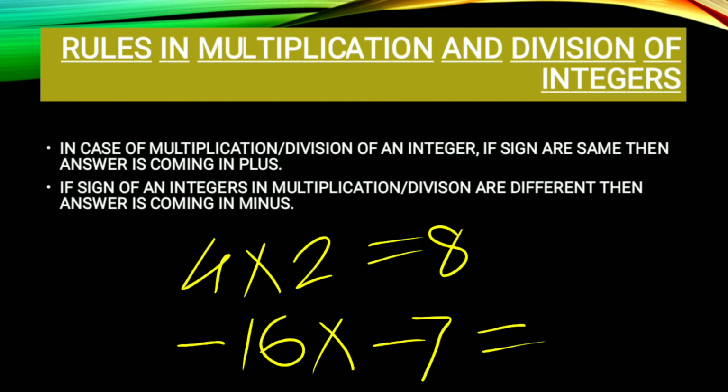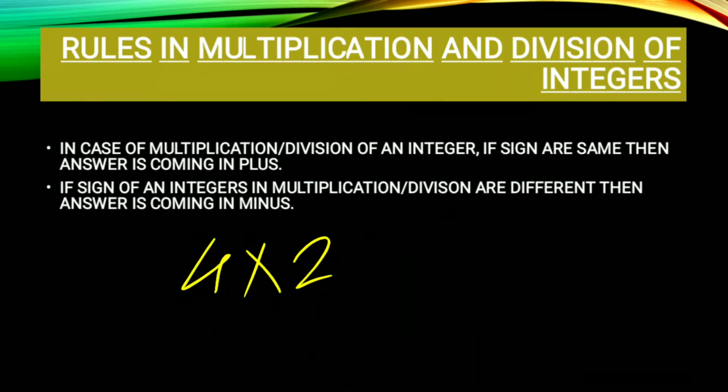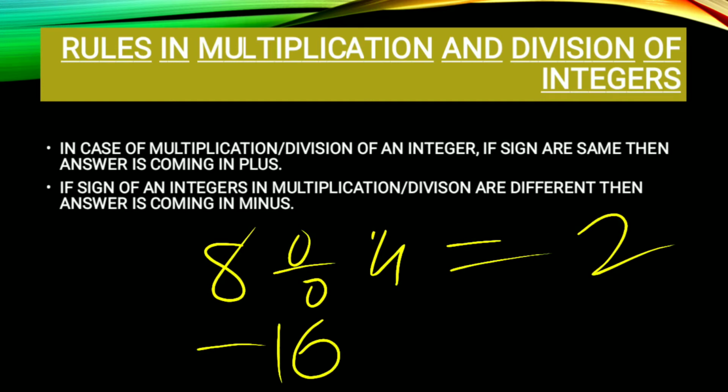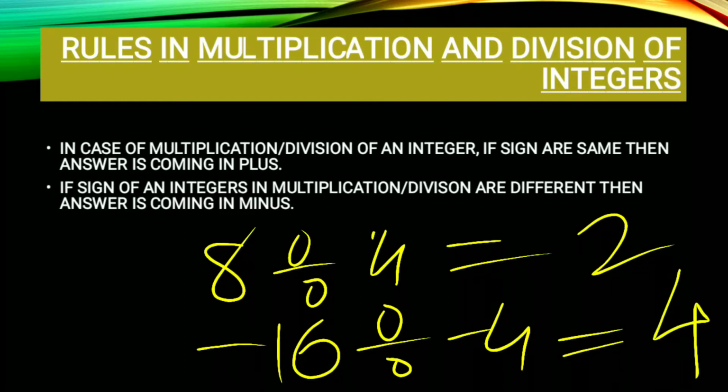The same rule is applicable in divisions also. So let's take one example of division. What is that? 8 divided by 4. You can check both the integers have the same sign, so the answer comes in plus. Let's take another example, minus 16 divided by minus 4. Again you can see both the integers have the same sign, so the answer comes in plus. So whatever rules apply in multiplication, the same rules are applicable in the case of division.